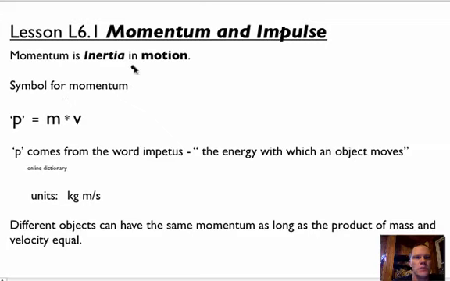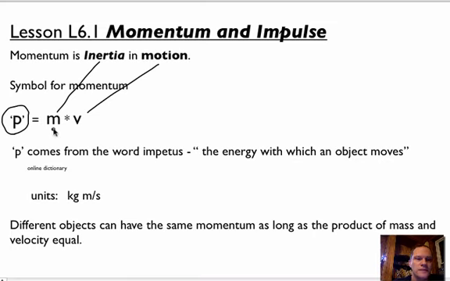Okay, today we're looking at momentum, and I like to define it as inertia in motion. If inertia is a measure of mass, for motion we're looking at velocity. So the symbol for momentum is this small p, and that's equal to mass times velocity. The p symbol comes from the word impetus back in the olden days, which basically means the energy with which an object moves.